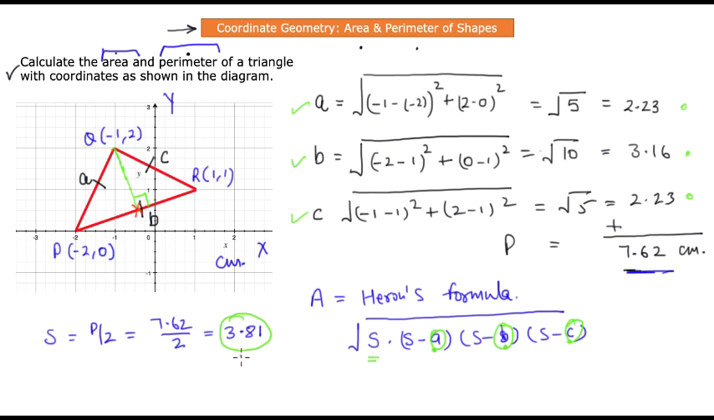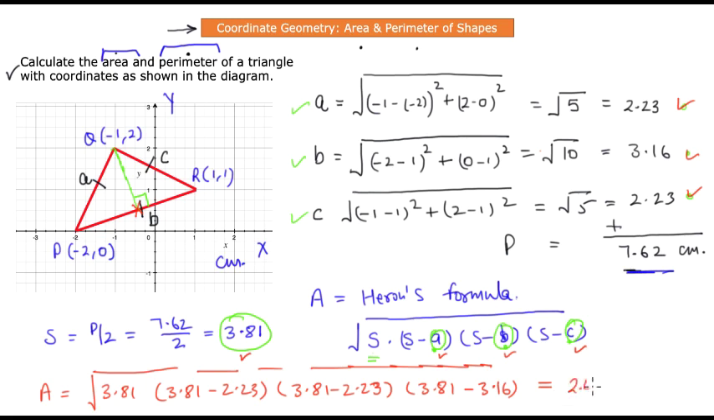So all I'm going to do is substitute these four values in this formula, that these are my values here. So area would be equal to 2.48 centimeter square.